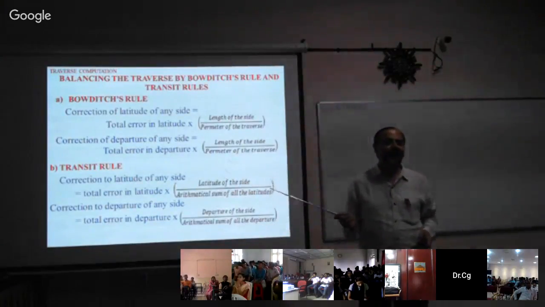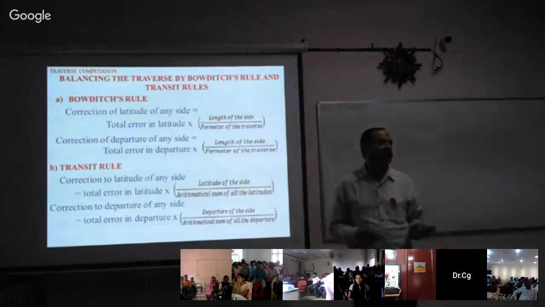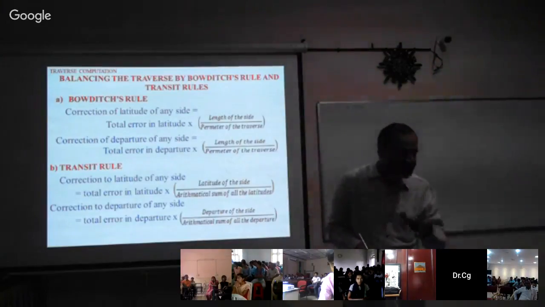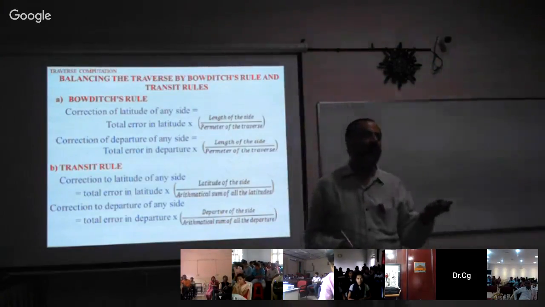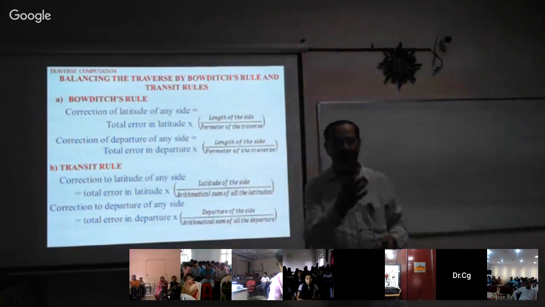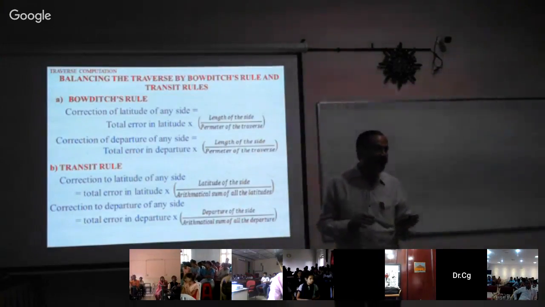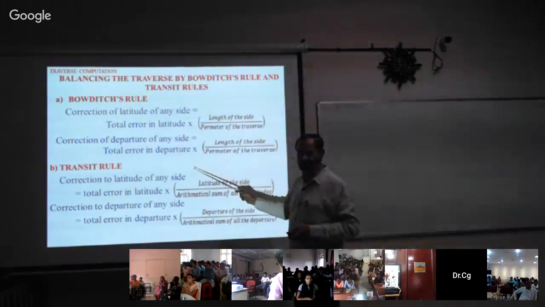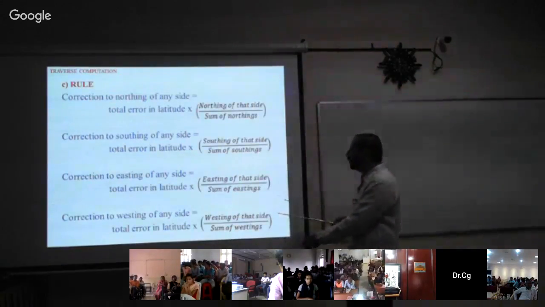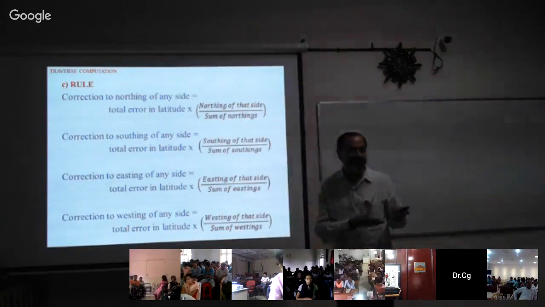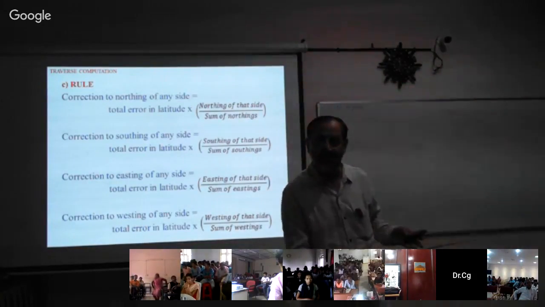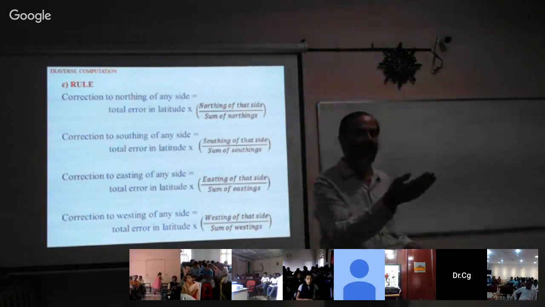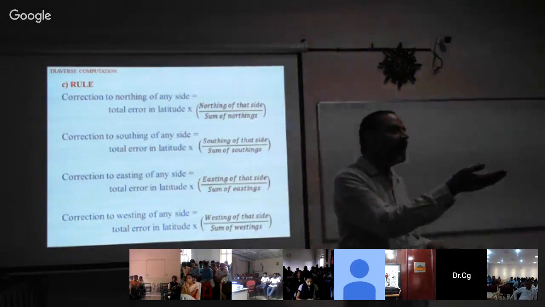Now we have discussed elaborately the closing error. What to do with the closing error? The closing error will be proportionately distributed to all the 7 lines. There is Bowditch's rule, which we have discussed, and we also have the transit rule. We cannot keep the closing error or continue the work as it is. The amount of error will be distributed to all the lines.